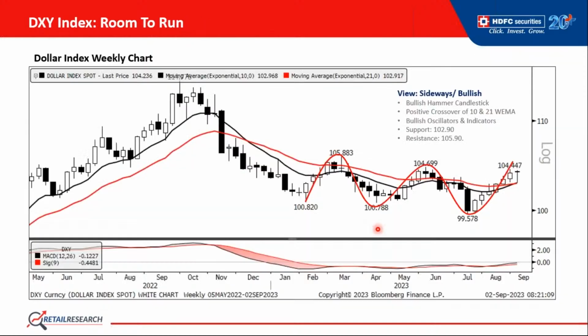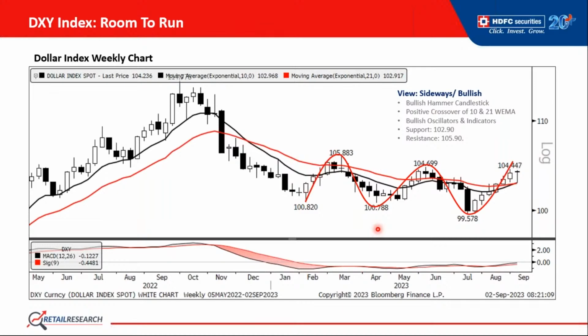Now moving towards the international pairs, first of all we will try to analyze the dollar index. There is still room to run, though we have seen that for the last 8 weeks the dollar index has moved higher. After forming a low of 99.58 in mid July, we are here. We formed the 8th consecutive month of positive close in the dollar index, and we still believe there is room to run.